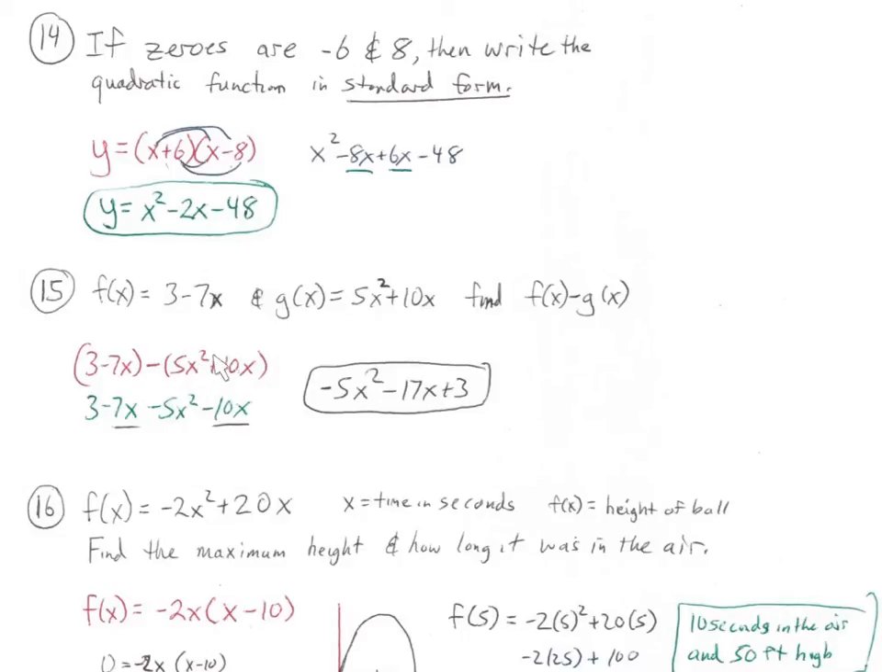When you distribute the negative, that becomes a negative 5x squared and a negative 10x. And then we combine like terms. So we combine these two, and you get negative 17x. This is your x squared, and there's your 3. So make sure you also put it in standard form. Now, could I also say f of x times g of x? Then I would have this times this, which you would use FOIL or the box to finish it off.